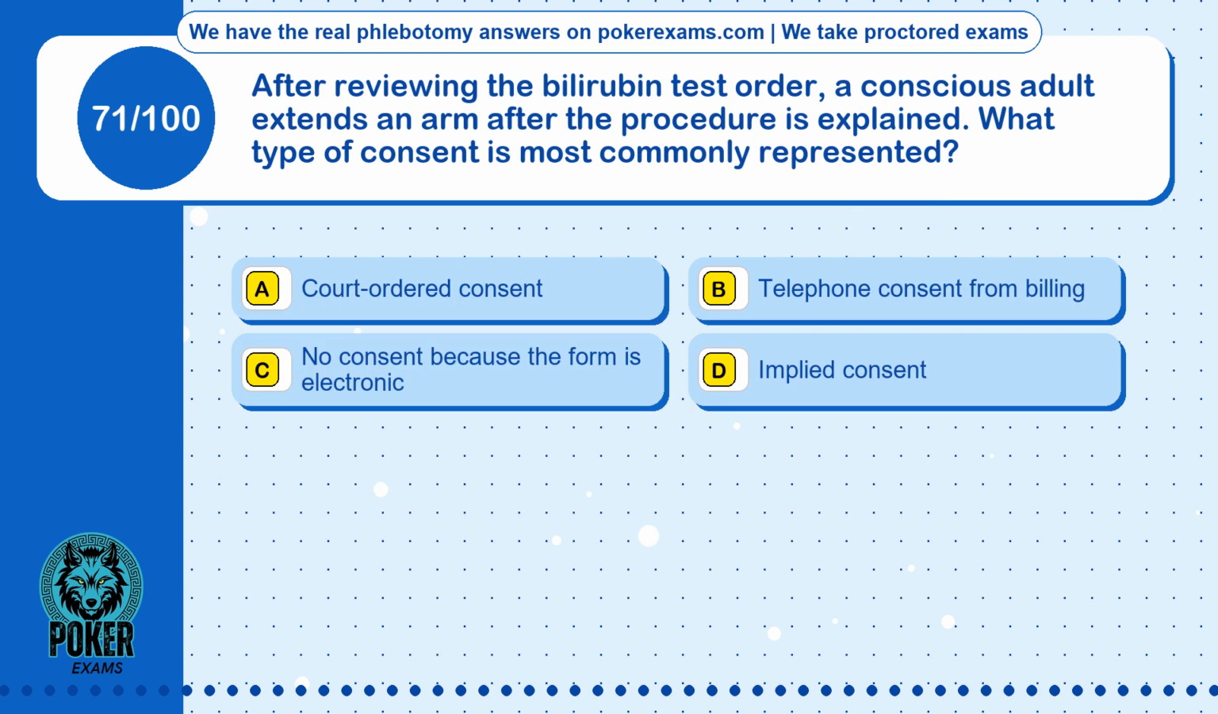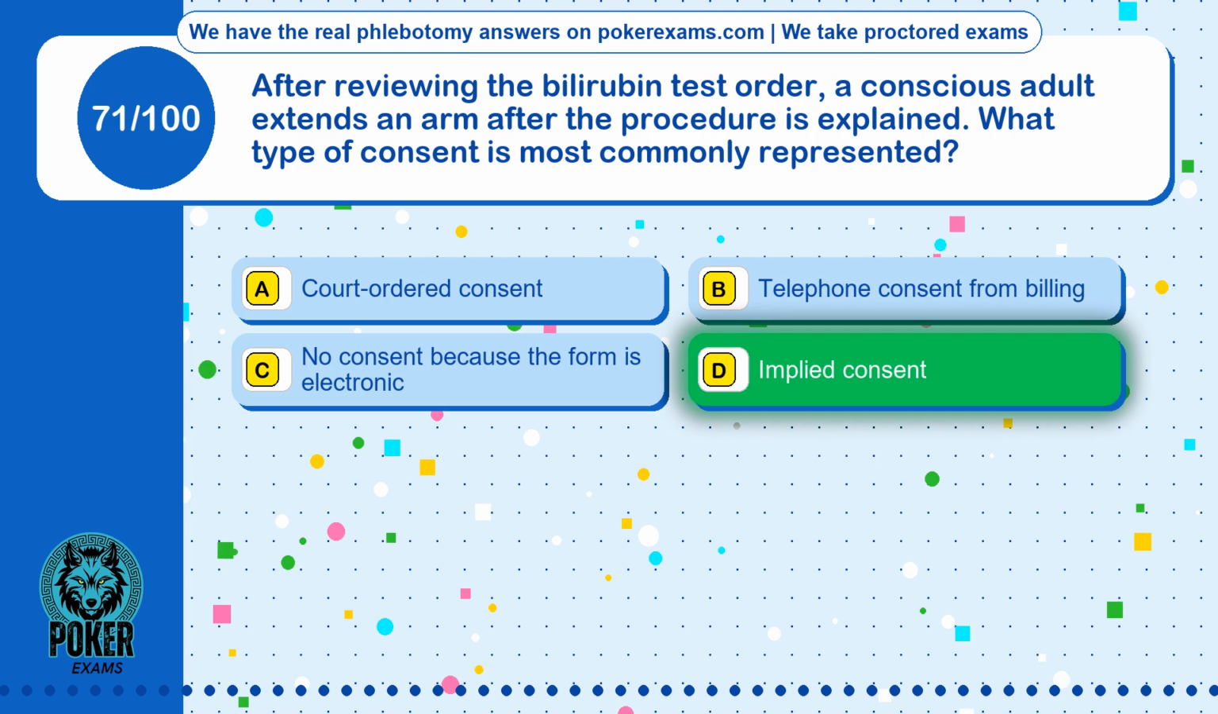Question 71. After reviewing the bilirubin test order, a conscious adult extends an arm after the procedure is explained. What type of consent is most commonly represented? Option A, court-ordered consent. Option B, telephone consent from billing. Option C, no consent because the form is electronic. Option D, implied consent. The correct answer is option D.